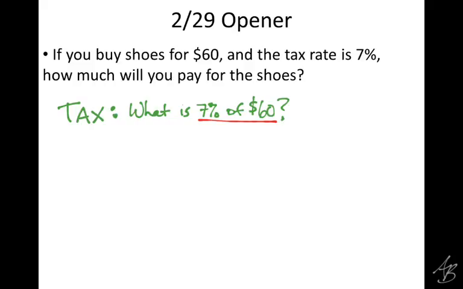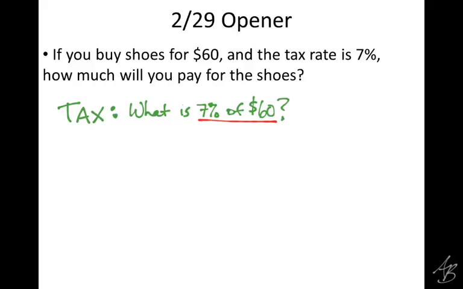Carl says we should multiply these together, the 7% times $60, and I agree with that. The only problem is if we do 7 times 60, we get 420. Does that mean that we're paying $420 in tax? No. Probably not, right? I hope not. So what do I do? Emily?